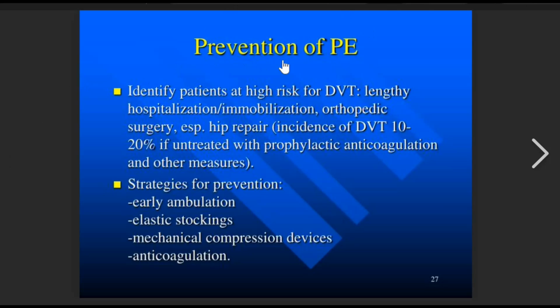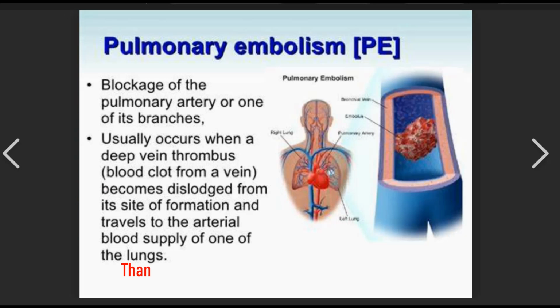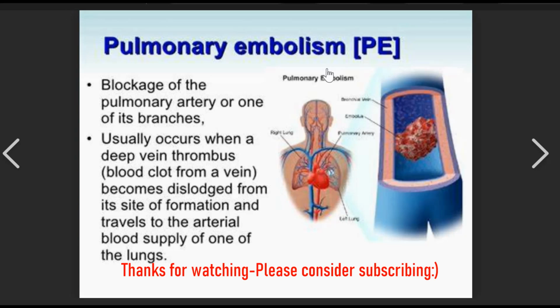Prevention of pulmonary emboli involves identifying the patients who are high risk for DVT or PE. For example, patients who require long hospitalization or immobilization, or orthopedic surgery, are at very high risk for PE. So those patients are treated with prophylactic anticoagulation. Other measures include early ambulation post-op, and use of elastic stockings or mechanical compression devices, for example SCDs. This promotes blood circulation back to the heart and prevents venous stasis and blood clots. Third is anticoagulation. So today we learned about pulmonary embolism, and thanks for watching my video.